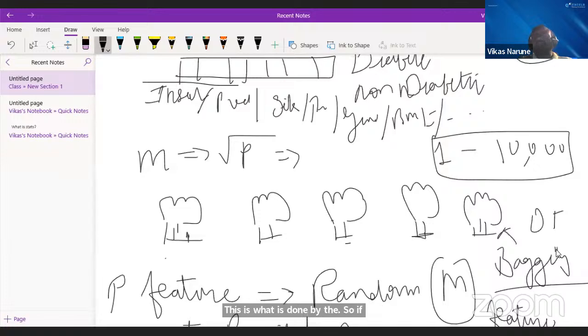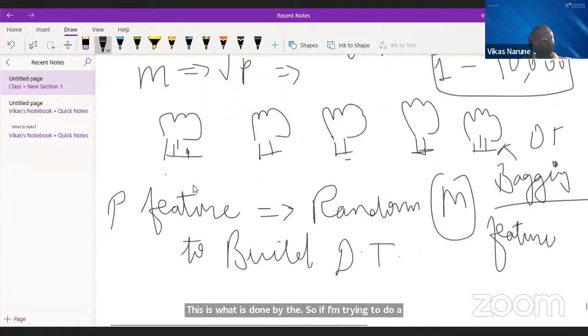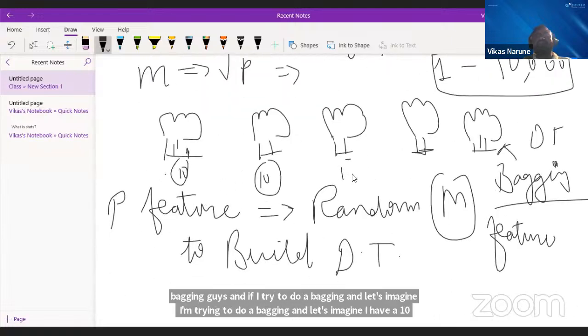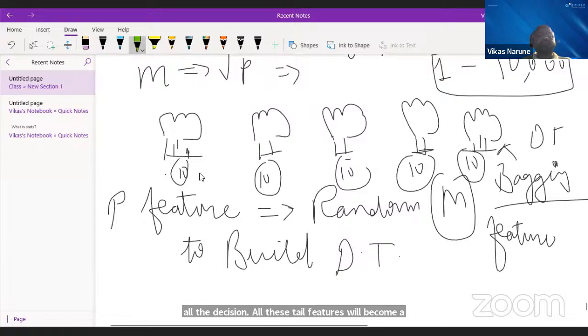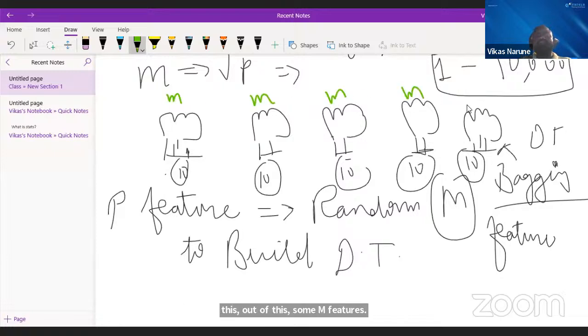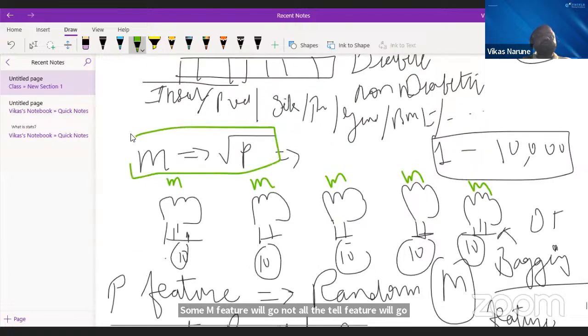If I am doing bagging, and let's imagine I have 10 features, then in bagging all the 10 features will become a part of all the decision trees. But in random forest, out of these 10, only some m features will go, not all 10, and that is given by m equal to root p.